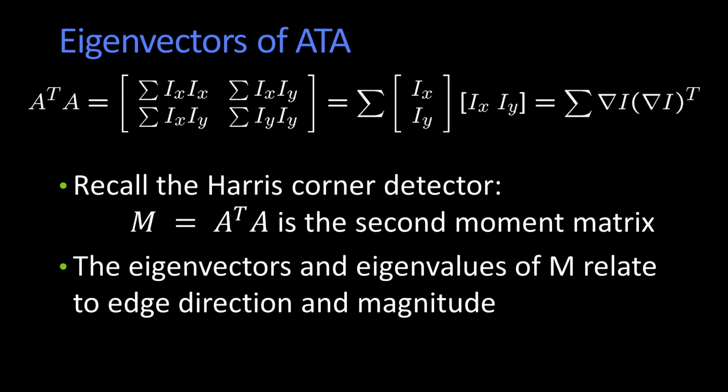This matrix, A transpose A, is the second moment matrix of the Harris detector. And if you remember, we looked at the eigenvectors and eigenvalues of that matrix to know whether or not something was a good corner.